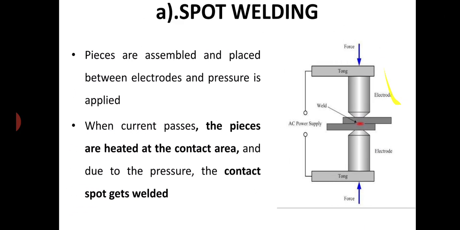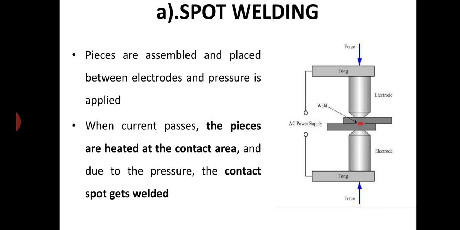You are simply utilizing the resistance at that contact surface to generate heat, so that you can bring that area to a plastic zone, and the force you are utilizing to keep the metal plates together, you can increase and decrease. So utilizing that force, you can do the welding.